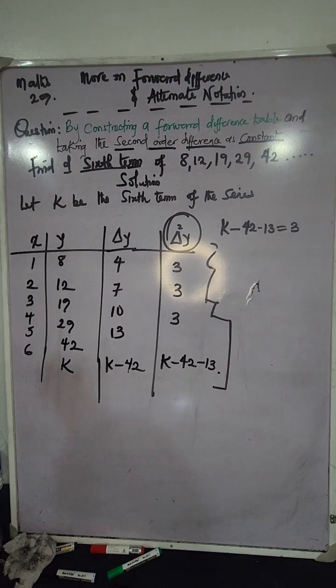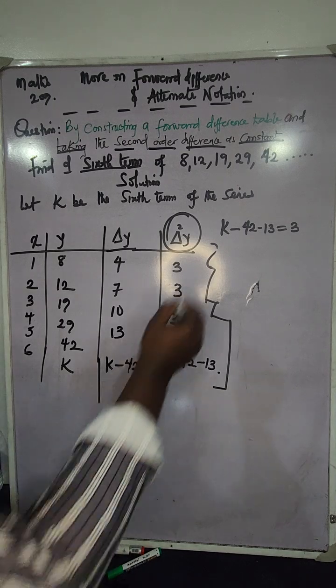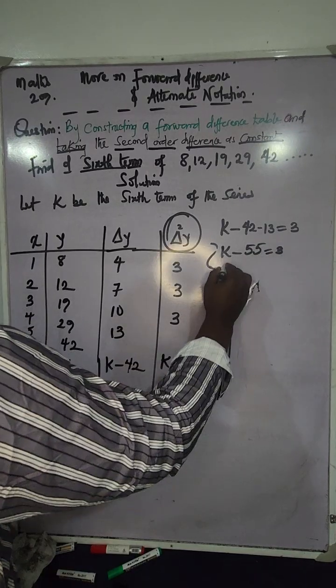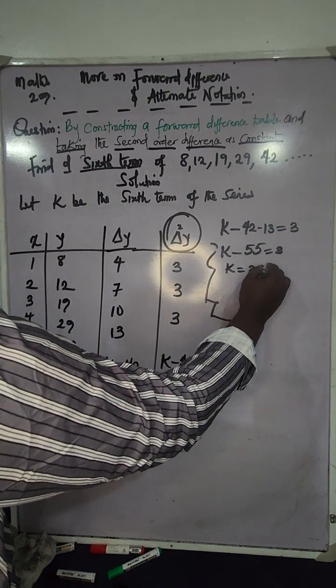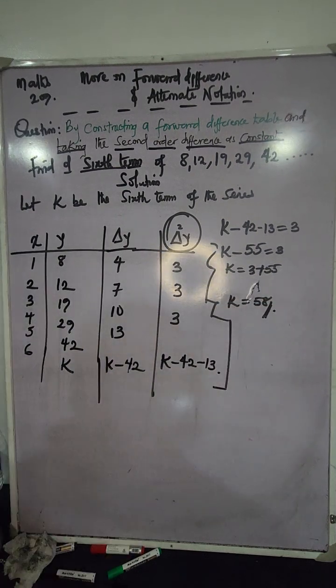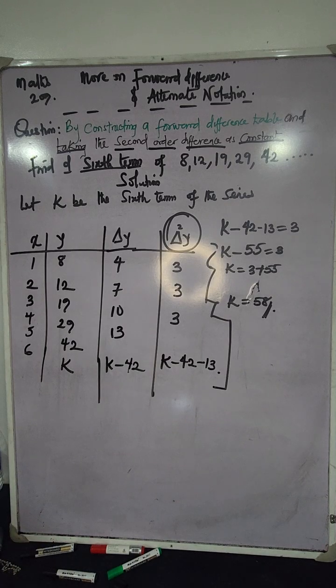Why are we doing this? They said you should take the second order difference as constant. Alright? So we have k minus 55 equals 3, and then k equals 3 plus 55. So the value for k is 58. This is a direct sample that gives us a vivid understanding of how a forward difference table should work.